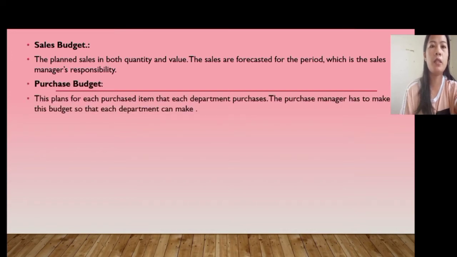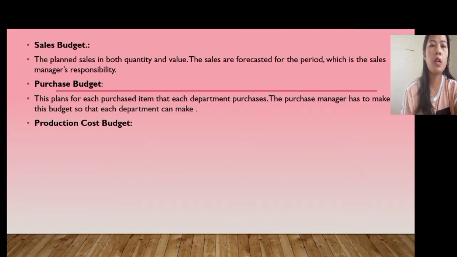Next is the purchase budget. So the purchase budget is the plan for each purchase item that each department purchases. So the purchases manager has to make this budget so that each department can make its purchases. The purchase budget covers the equipment or different purchases that happen within the organization that need to be allocated.